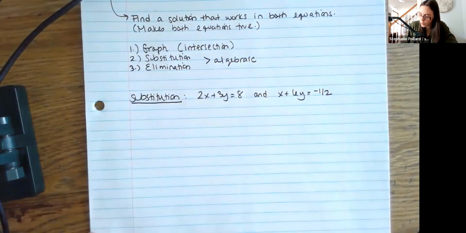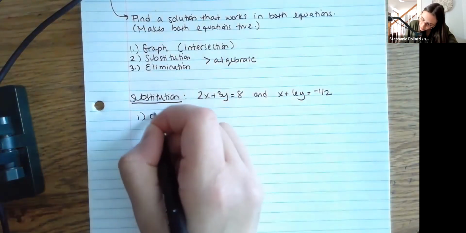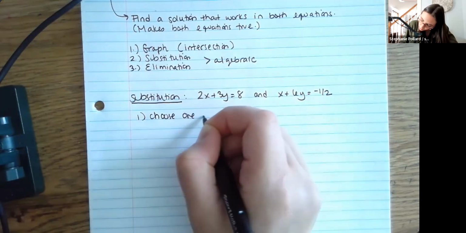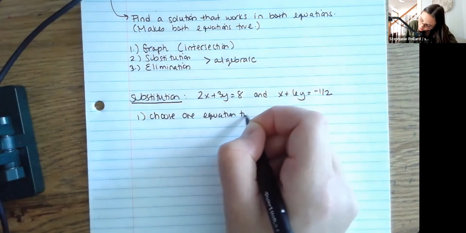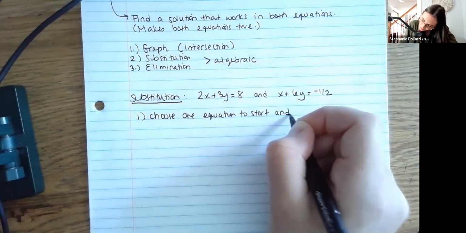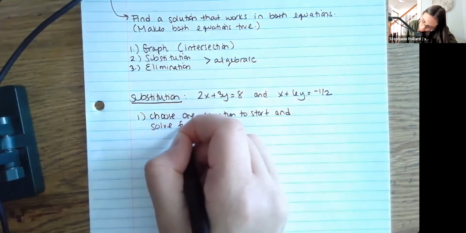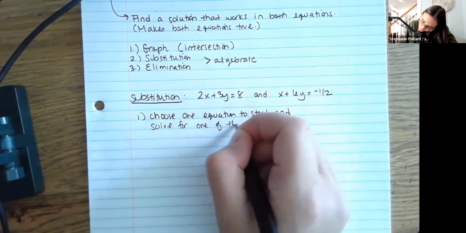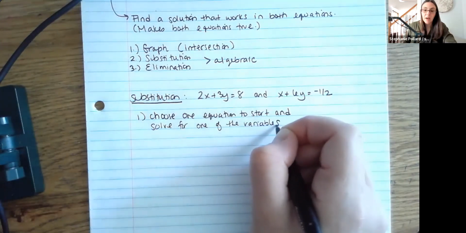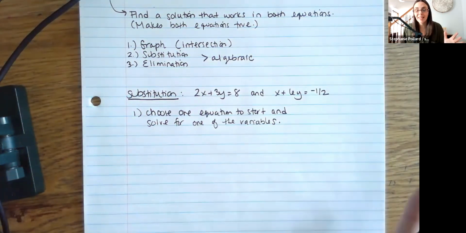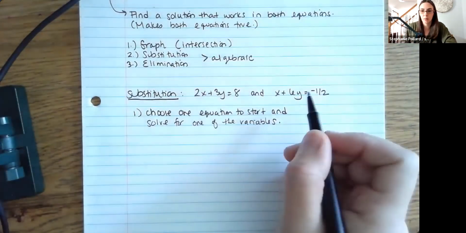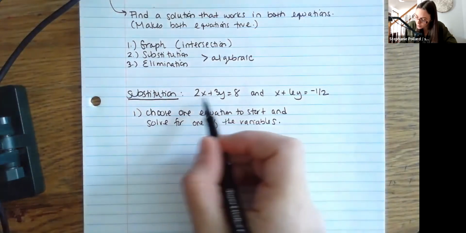So with substitution, what you're going to do is choose one equation to start and solve for one of the variables. Now, it doesn't matter which equation you choose to start, and it doesn't matter which variable you solve for. It's totally your choice. So usually I try to pick something that looks kind of easy. You want to make your life a little bit easy here, but you choose whatever works for you. So I'm going to choose this equation because I don't really feel like dealing with that fraction right now. So I'm going to choose this equation to start with.